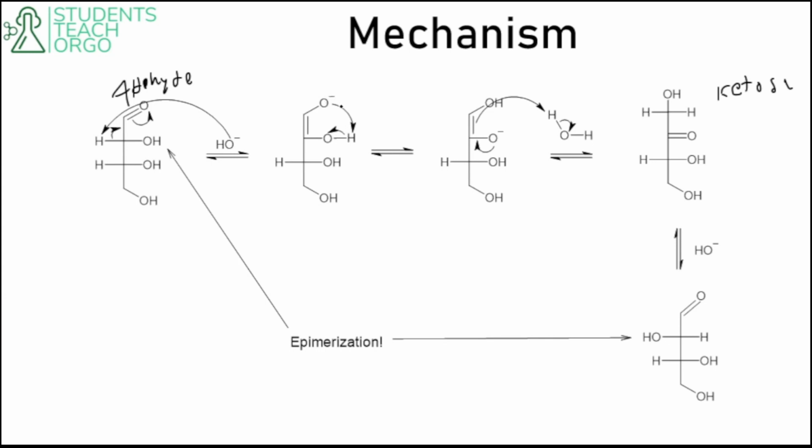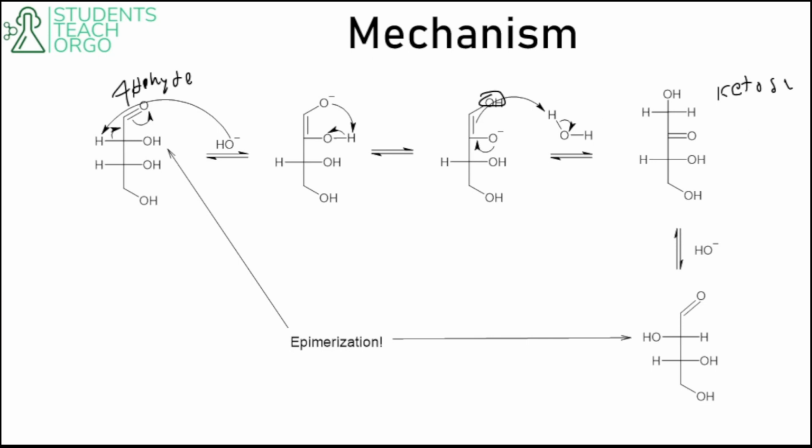Then this enolate is going to reorganize itself. You're pretty much going to just move the hydrogen over. So the hydrogen basically is on this oxygen instead of this one. And then the enolate is going to collapse down and grab a hydrogen to form a ketose. And to go backwards, you form the enolate and then you just undo what you just did. All right, so hopefully that makes some sense.